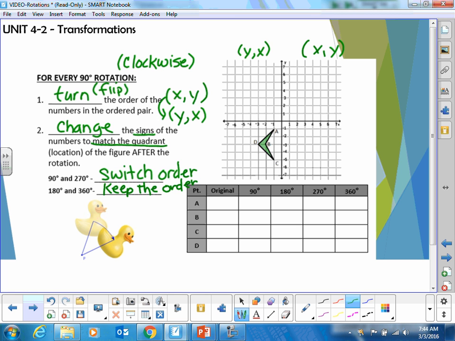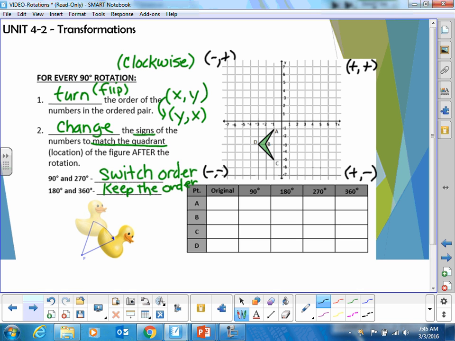Okay, so let me show you what I mean by what we're doing. First of all, let's label our signs for our quadrants so we don't get mistaken. Quadrant 1 is positive, positive. Quadrant 2 is negative, positive. Quadrant 3 is negative, negative. And quadrant 4 is positive, negative.